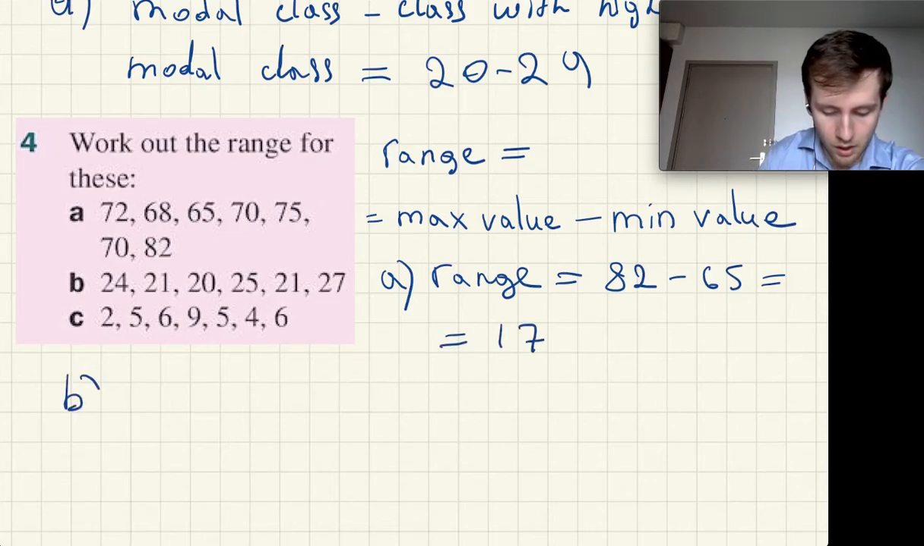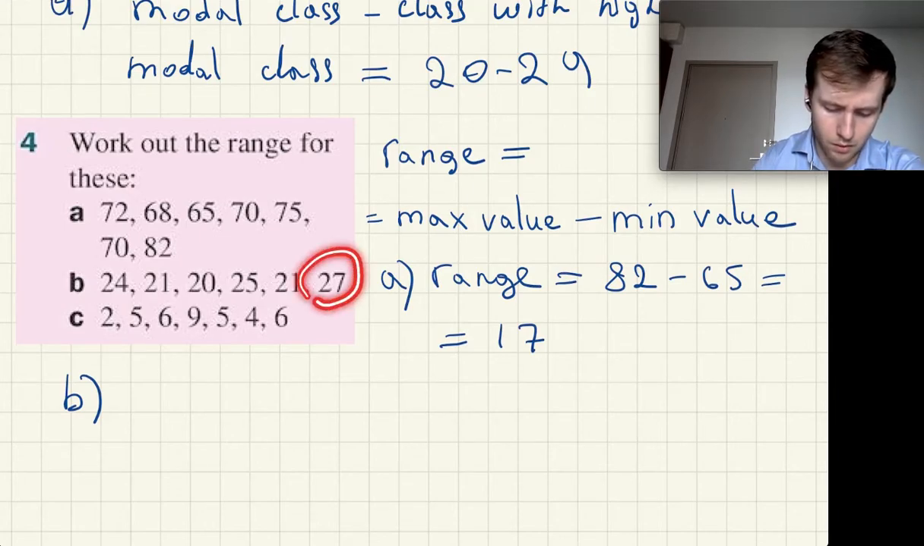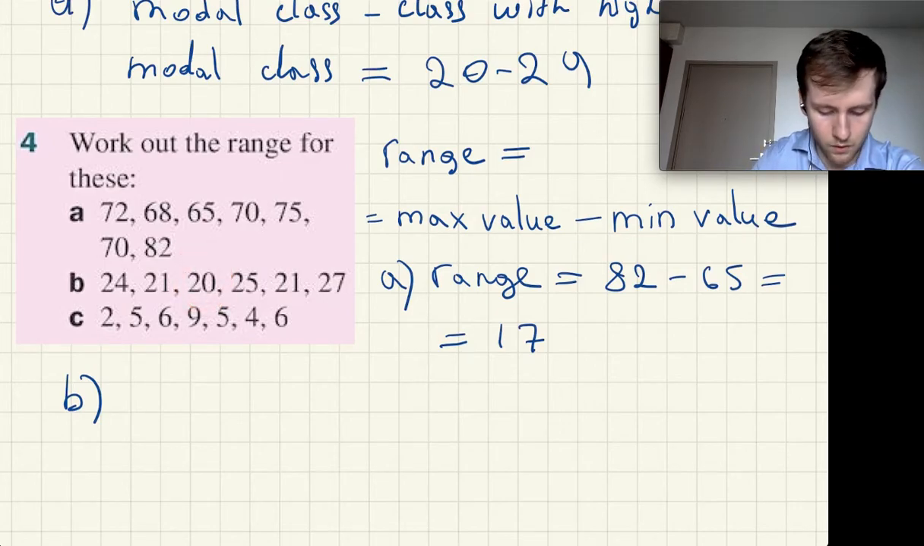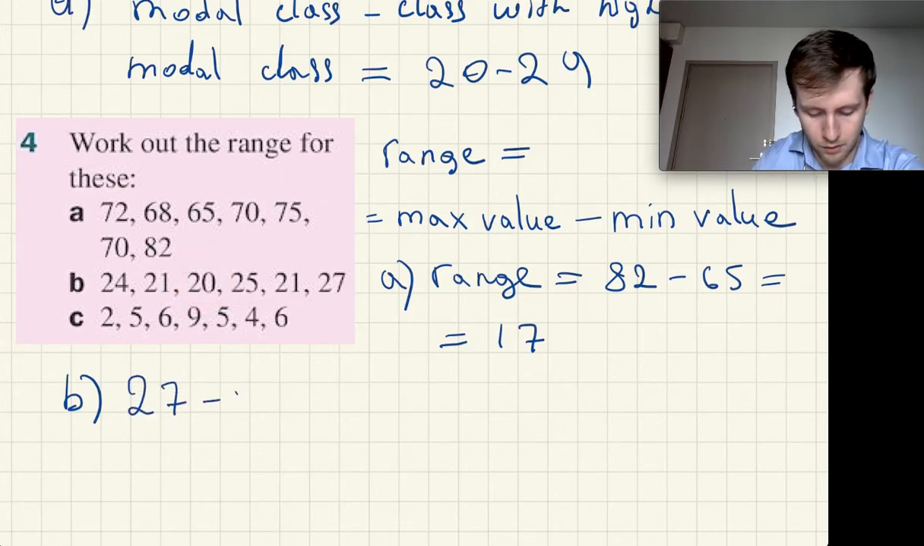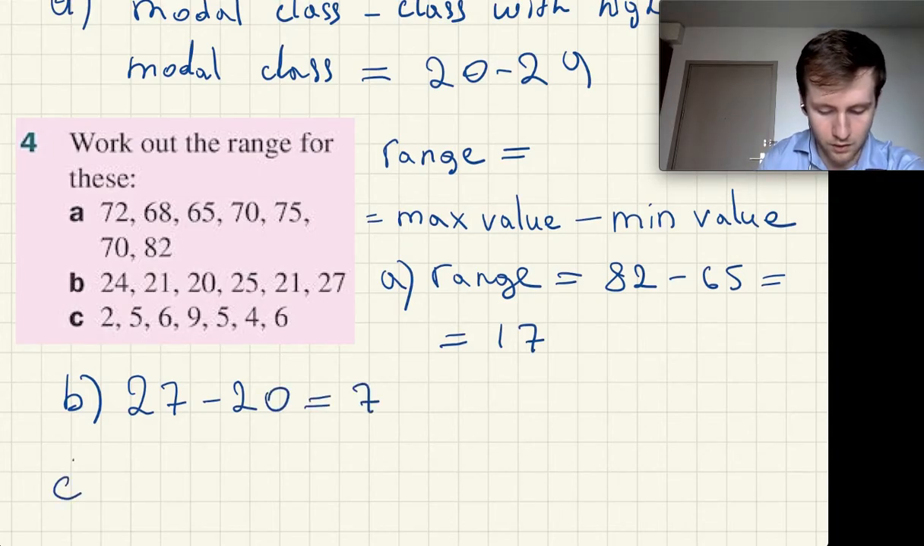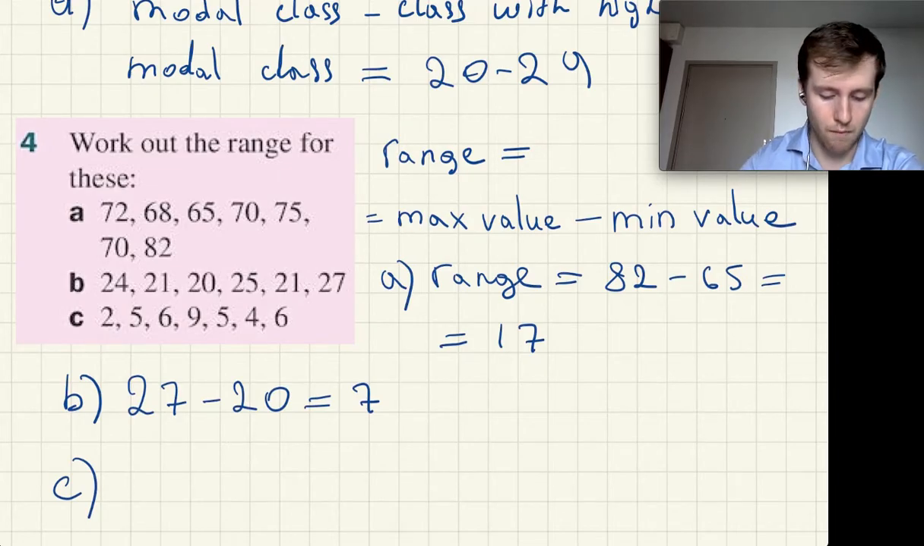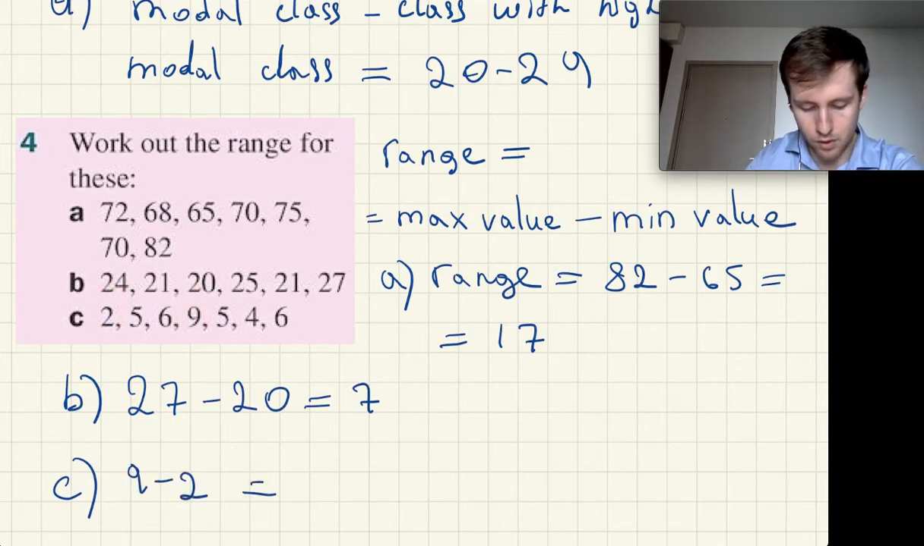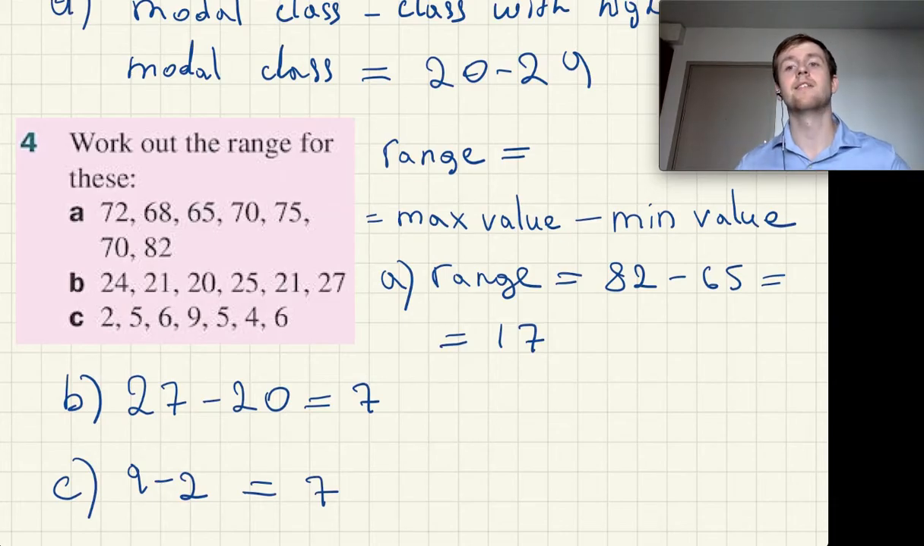In B, the maximum value is probably 27, right? And the least value, the minimum value, is 20. So 27 minus 20 is equal to 7. This is our range. And in C, the maximum value is 9, and the minimum value is 2. So we do 9 minus 2. Again, we get 7 for our range.